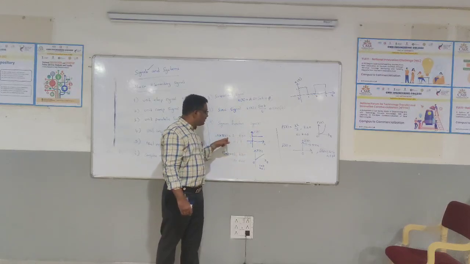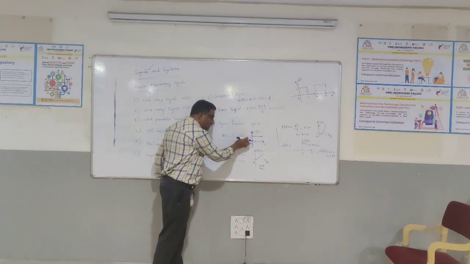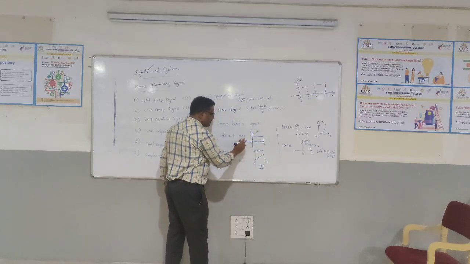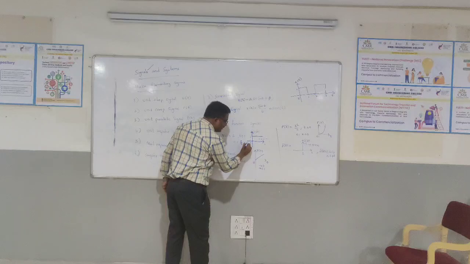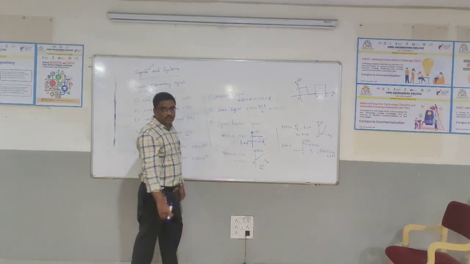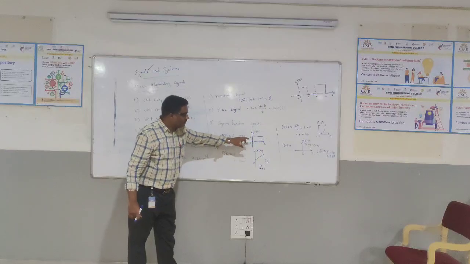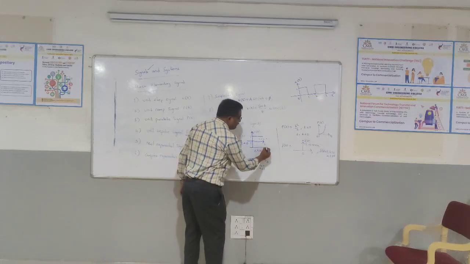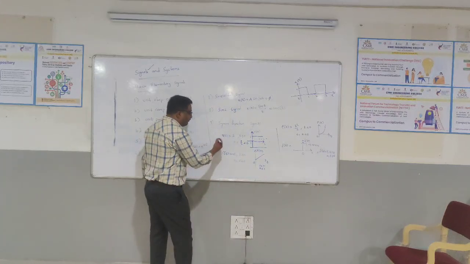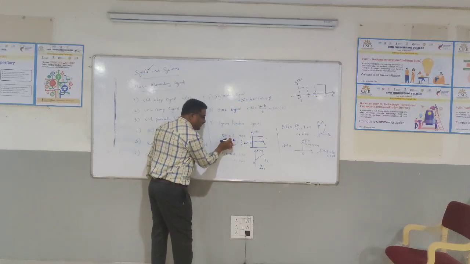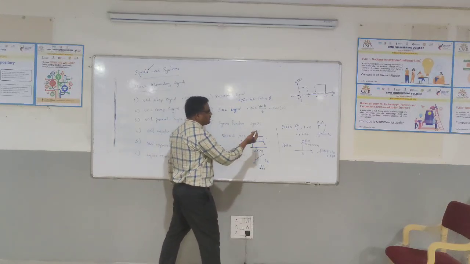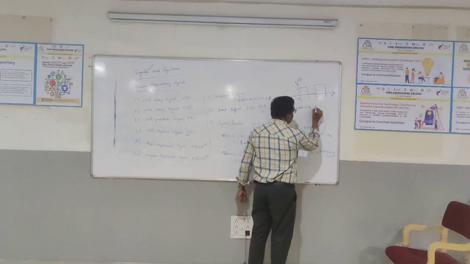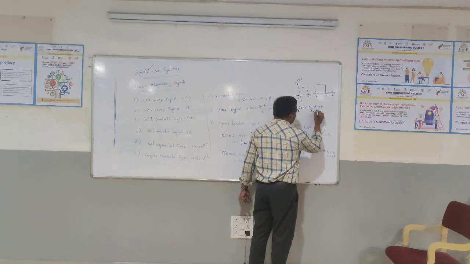So U of t is equal to 1 when t is greater than or equal to 0, which means the value is 1 above 0, and the amplitude is 0 below the origin or initial time. If you represent a signal like this, it is called the unit step signal. Now U of t is equal to 1 when t is greater than or equal to 0, and 0 when t is less than 0.